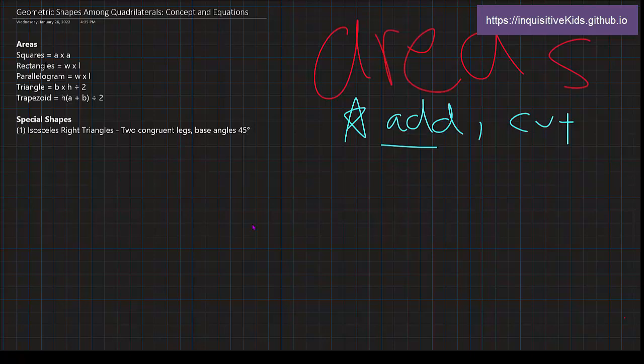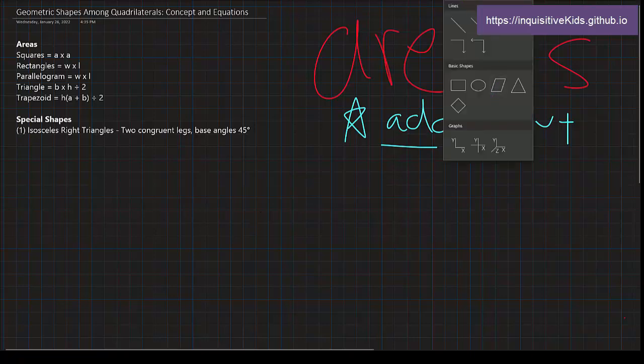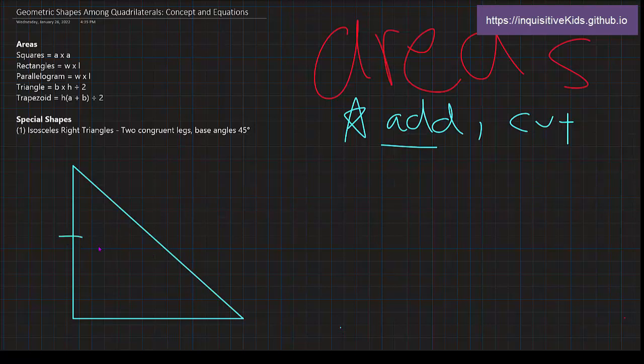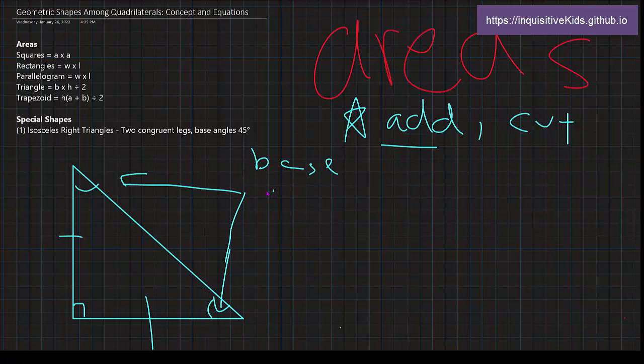Okay, and then finally, let's look at some special shapes. A special shape would be the isosceles right triangle. So there's first a right triangle, and it's isosceles, which means that two of these sides, the legs, are congruent. These two are called base angles, by the way.